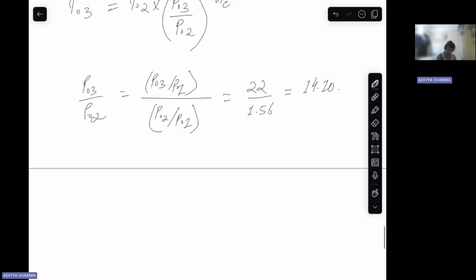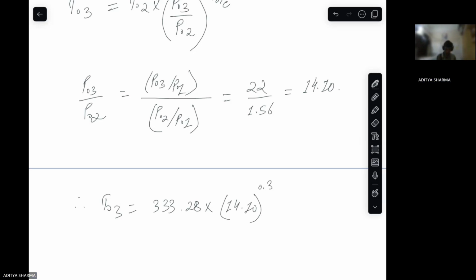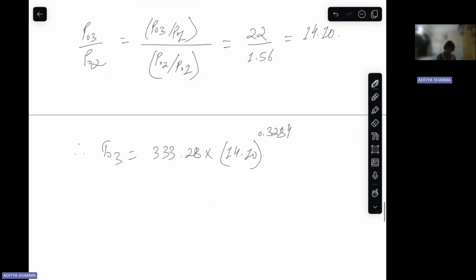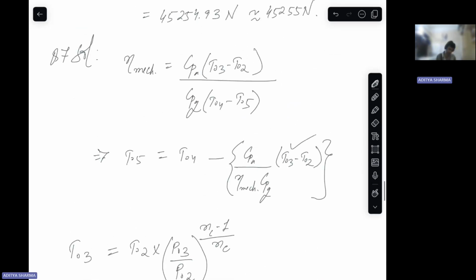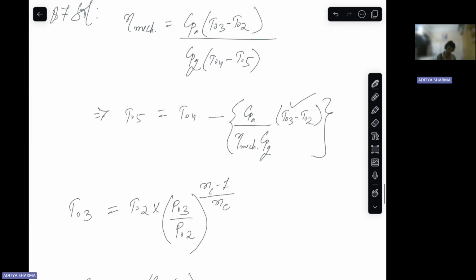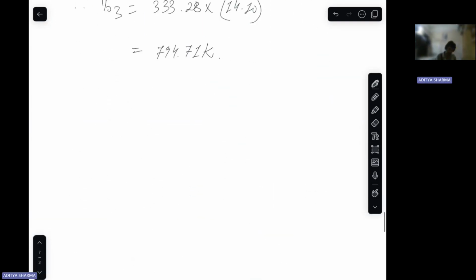Now we can calculate. So T03 is 333.28 into 14.10 raised to power 0.3384. Okay. Now if you calculate this, this will come out to be 794.71 Kelvin. So now we have T03 and we can place T03 here in our T05 expression.